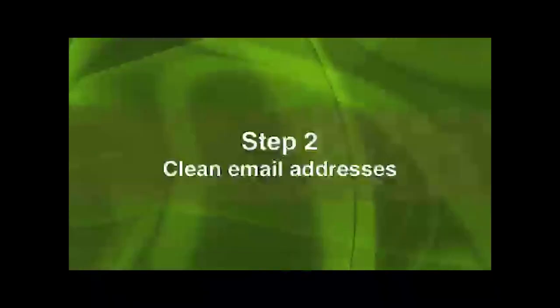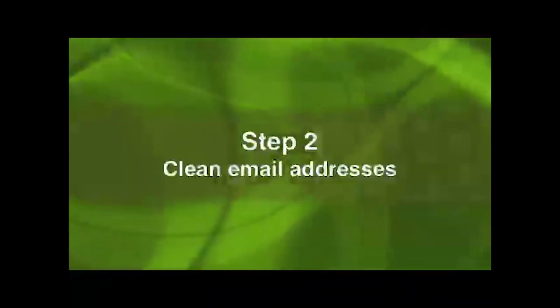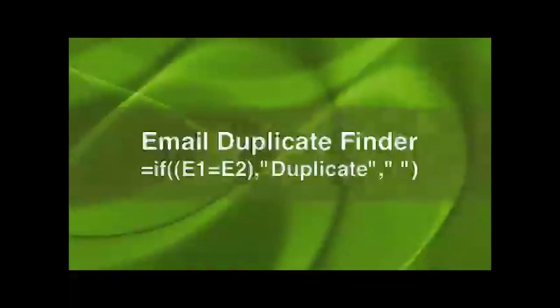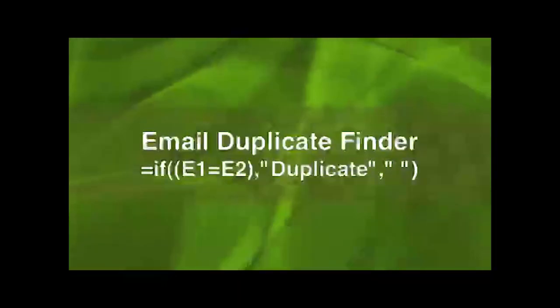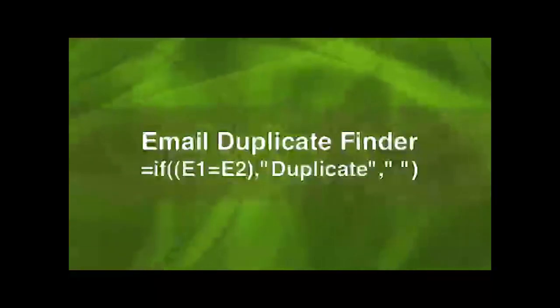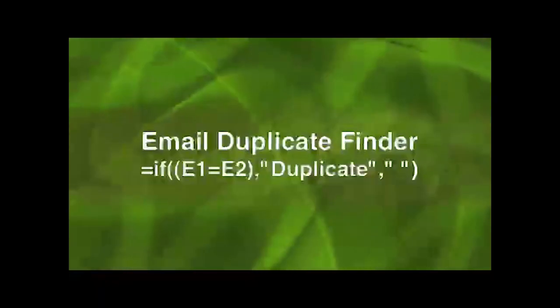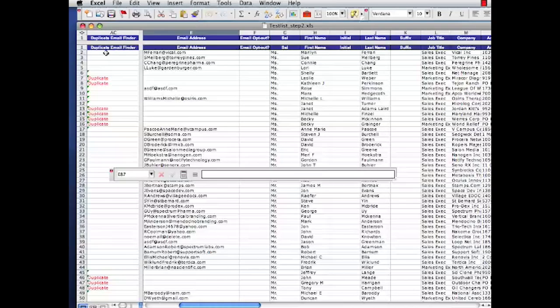Cleaning and deduping email addresses is the ideal way to get started with your cleaning. First, use the if function to compare each email address to the one above it. If they match, the formula returns duplicate. If they don't, it returns a space and the cell looks blank. Then we'll sort by email address, and the duplicates are easy to see.